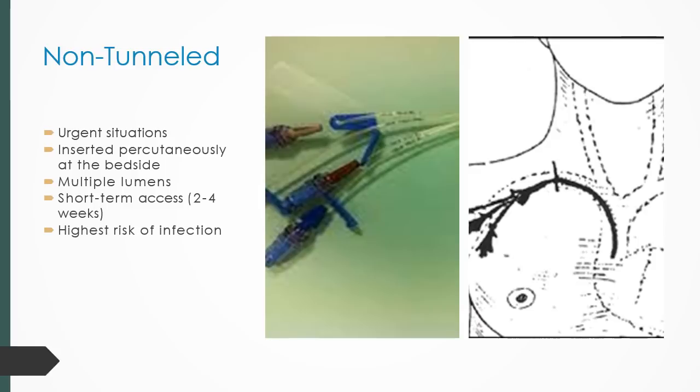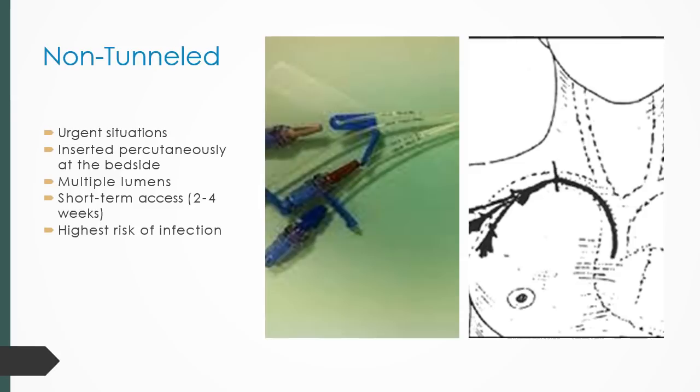Now we'll go over the different types of central catheters. The first one here is a non-tunneled catheter. Non-tunneled central catheters are used in urgent situations, and they're often secured with sutures to start. So for example, your patient was perhaps in a motor vehicle collision or rapidly became unstable. They're often inserted at the bedside and are inserted percutaneously. Sites of choice include the subclavian, the internal jugular, or the femoral vein.